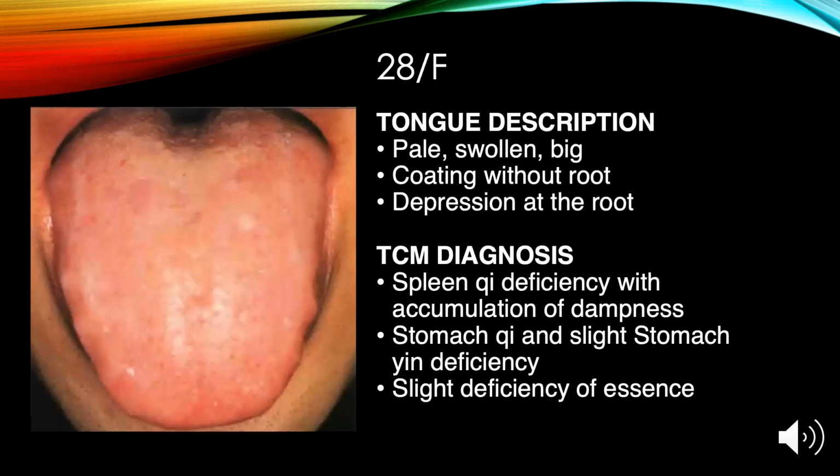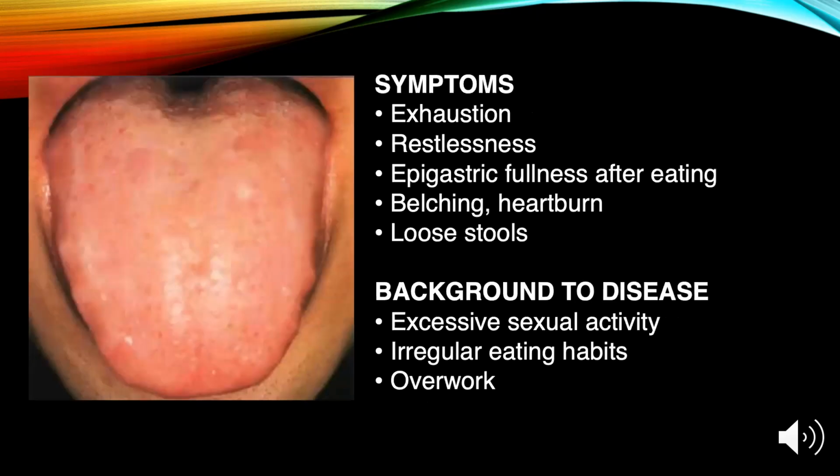And finally, we have a 28-year-old female whose tongue looks pale, swollen, and big. Coating without root, depression at the root. TCM diagnosis: spleen qi deficiency with accumulation of dampness, stomach qi and slight stomach yin deficiency, slight deficiency of essence. Symptoms: exhaustion, restlessness, epigastric fullness after eating, belching, heartburn, loose stools. Background to disease: excessive sexual activity, irregular eating habits, and overwork.